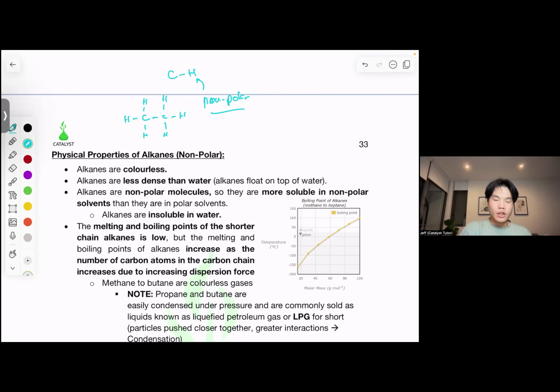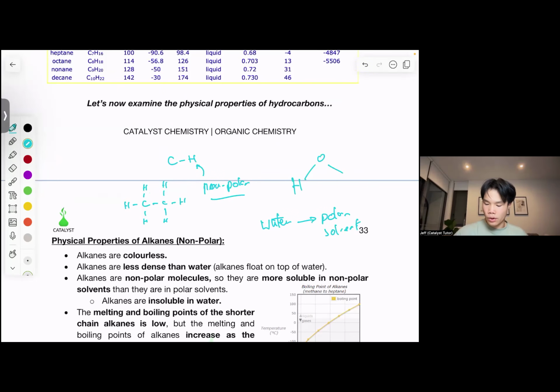Low. And should it dissolve in water? No, shouldn't dissolve in water because it's non-polar. And water is our most common solvent. It is a polar solvent. Water is HOH. What's the molecular shape of water? Two bonds, two lone pairs. It is bent. Two bonds, two lone pairs. And because it's bent, where are the dipoles? Where's the positive dipole? Where's the negative dipole?